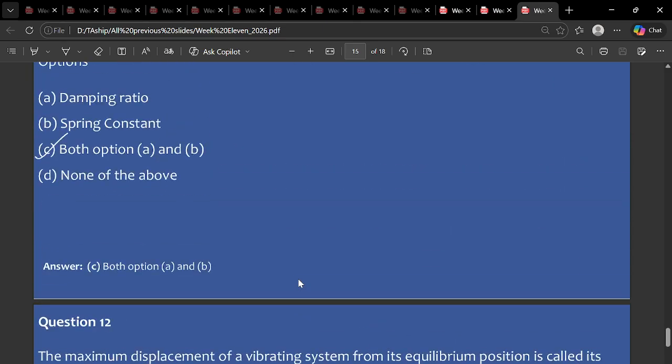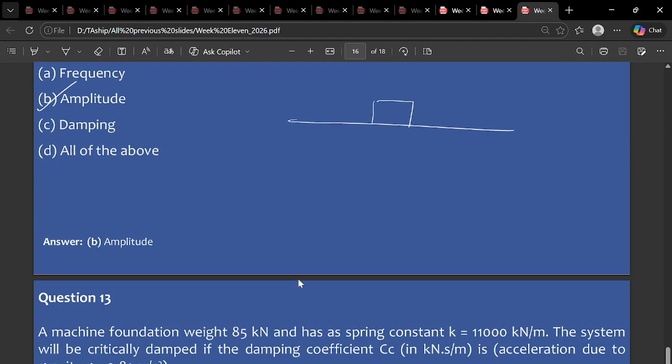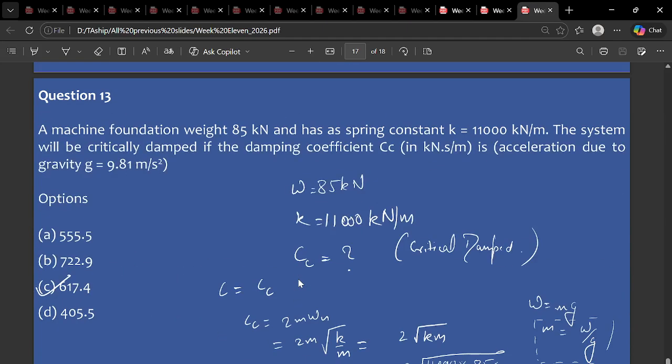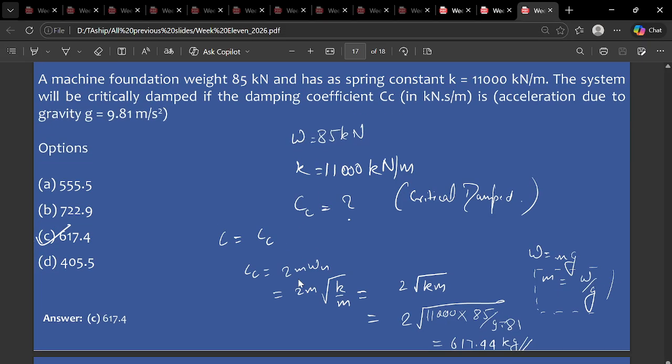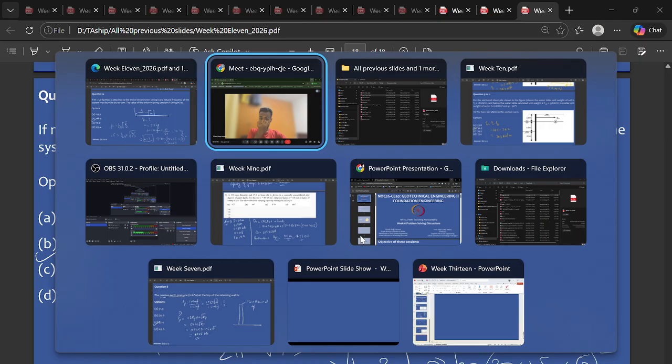So again, it depends upon the spring mass dashpot system. What is the maximum displacement of the vibrating system? And again, a question based on the machine foundation system. Again, this is a spring mass system. You need to take into account the calculation of the oscillation of the mass.